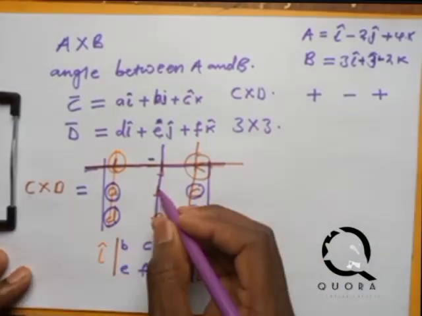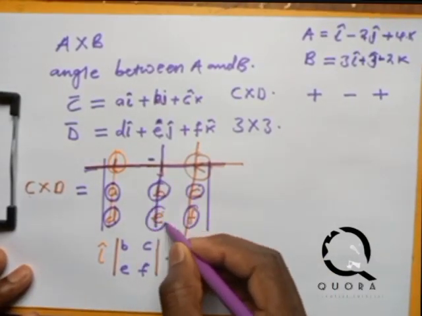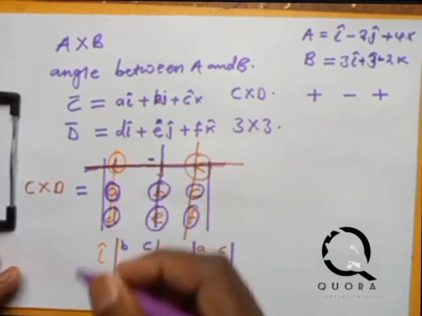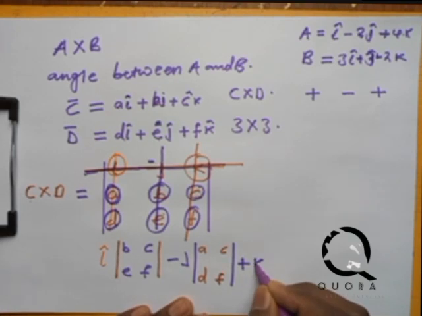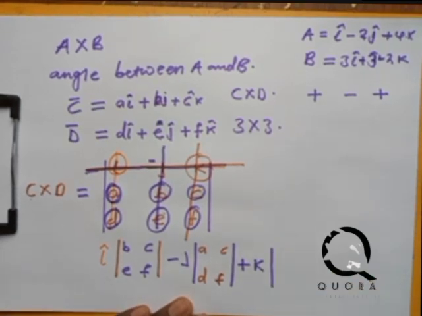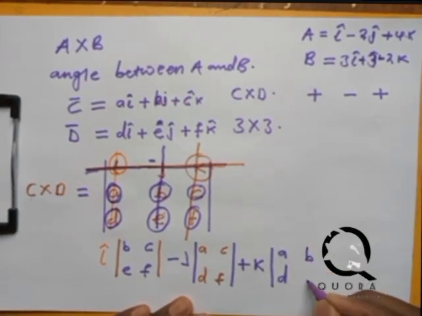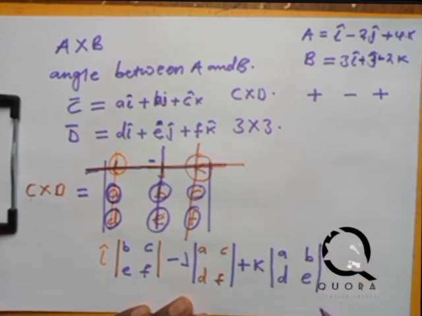These numbers. This one, that one, and this one, including that one. And this is going to be plus K. I'll write my A here, my D there, my B here, and my E somewhere here. And now we are going to find the determinant.